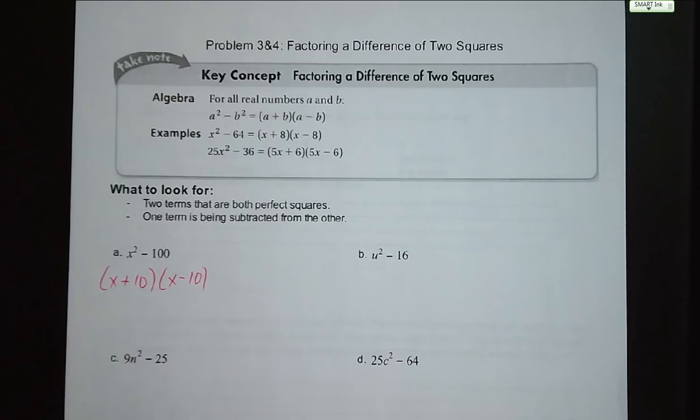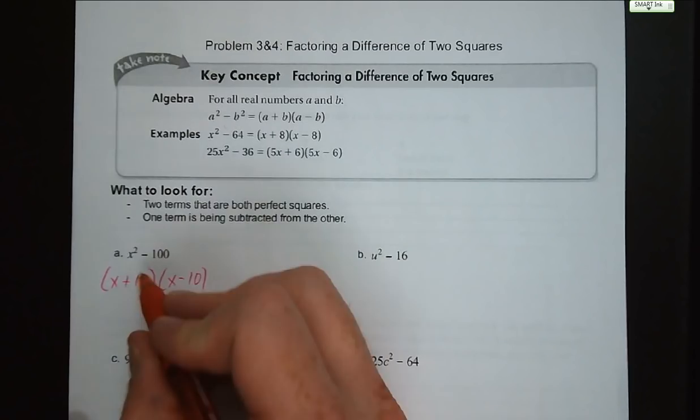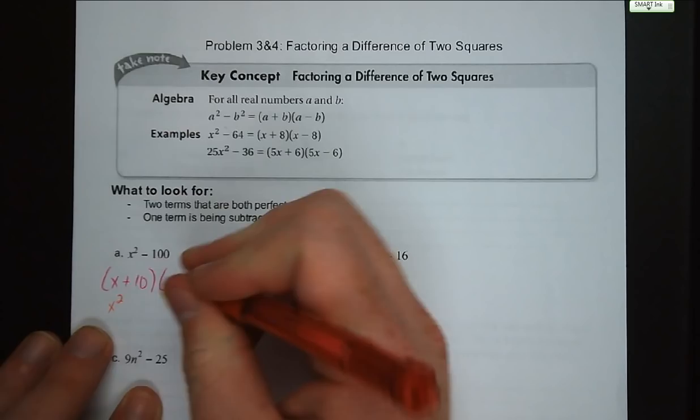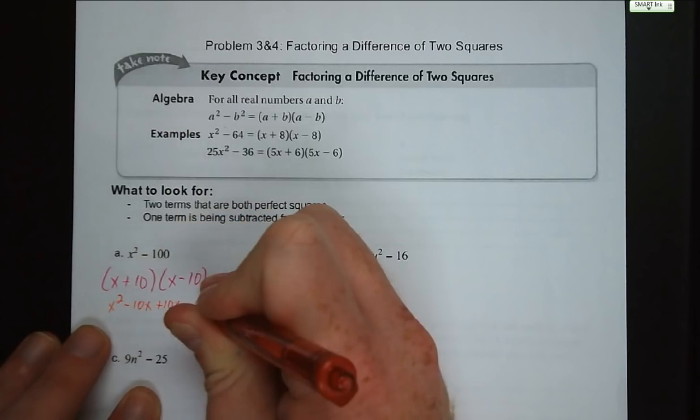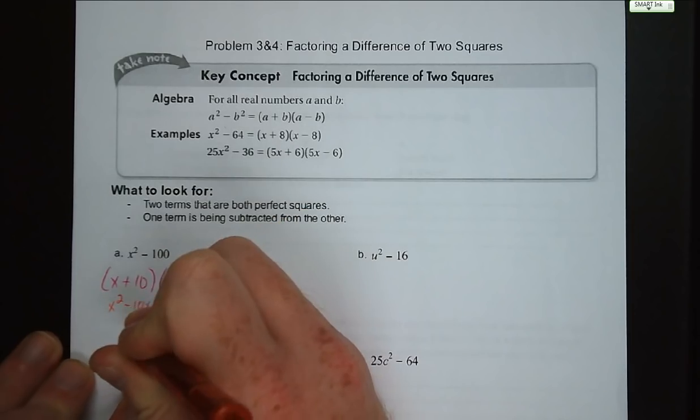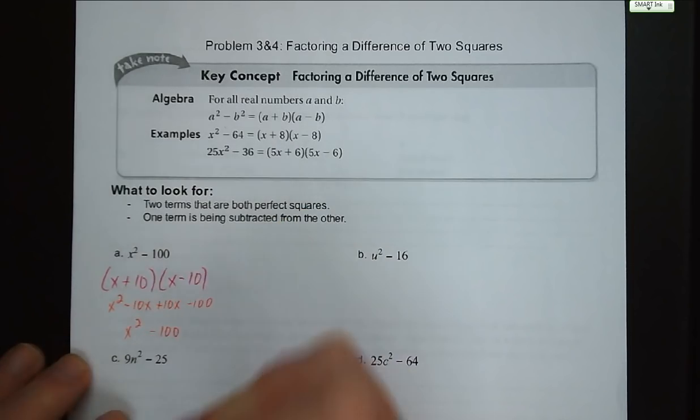And if you want to double check it and we FOIL it, x times x is x squared, minus 10x plus 10x minus 100. X squared minus 100. All right, there's our check.